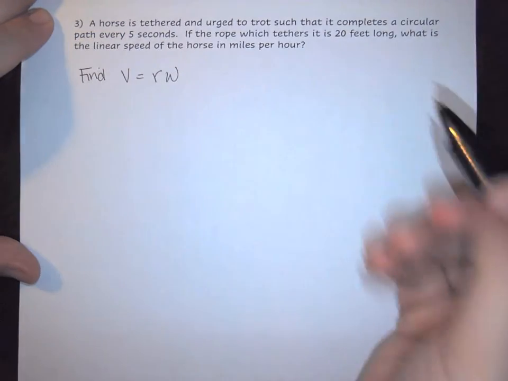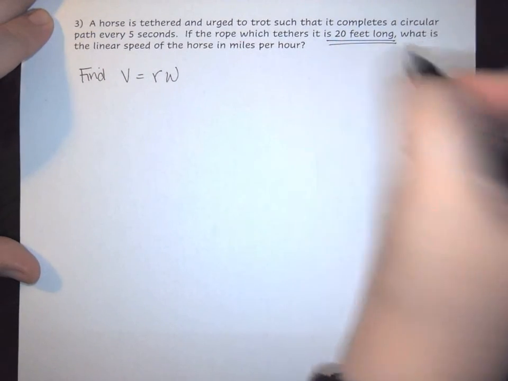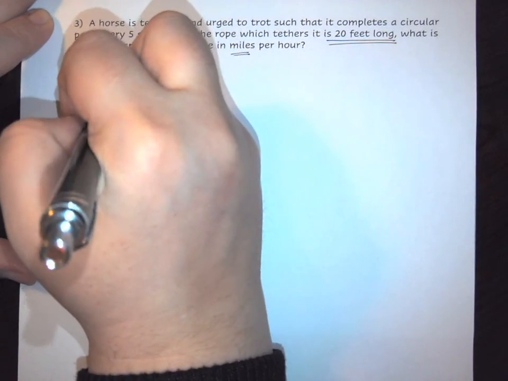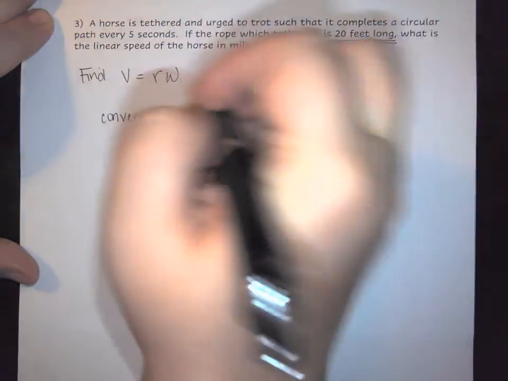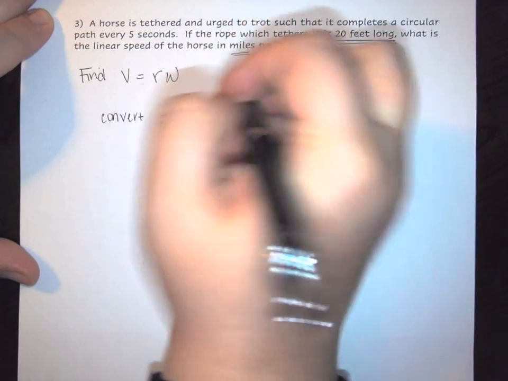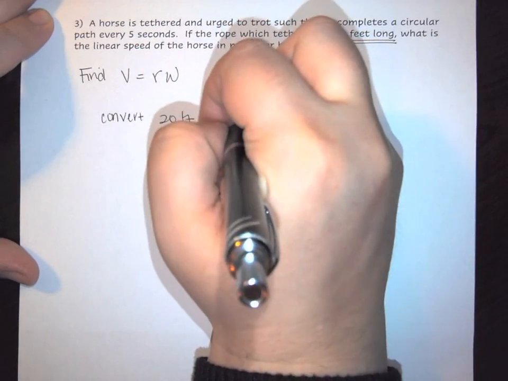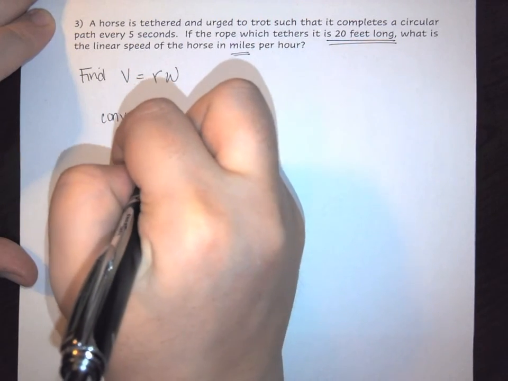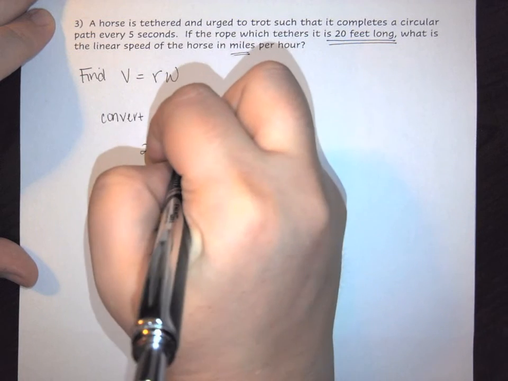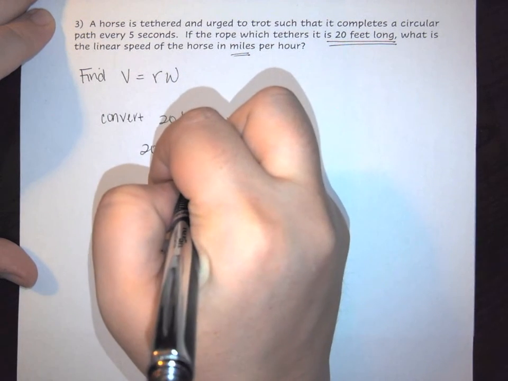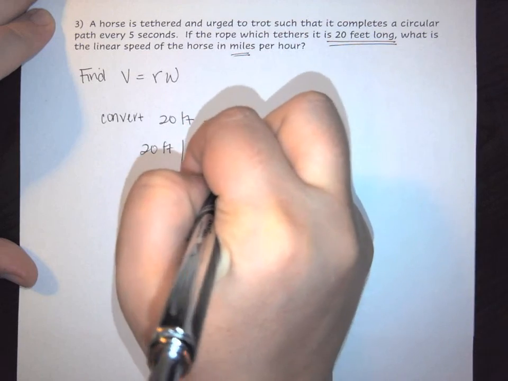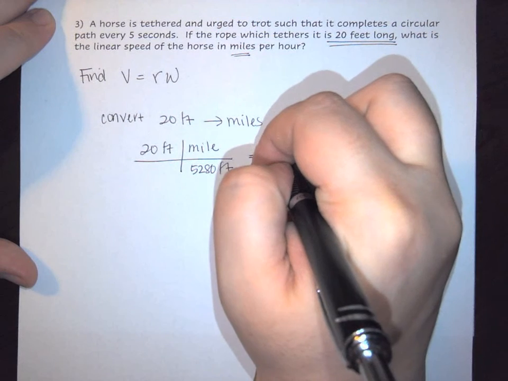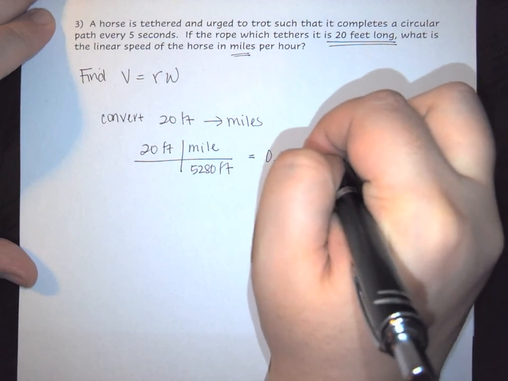In this case, my radius is going to be 20 feet long, and in this case I want miles. So I have to convert my 20 feet into miles. So here I'm going to have my 20 feet, and I have 1 mile per 5,280 feet. When we do that, we have 0.003788 miles.